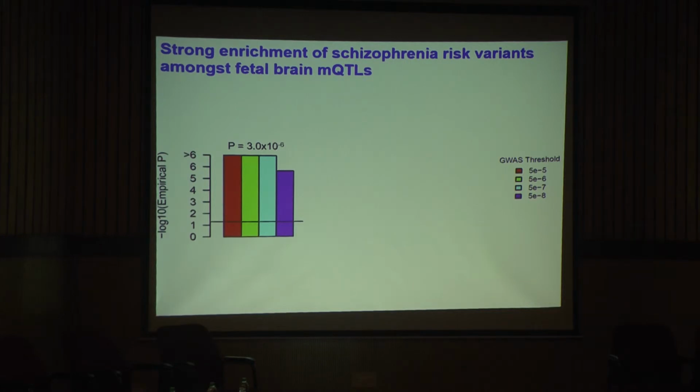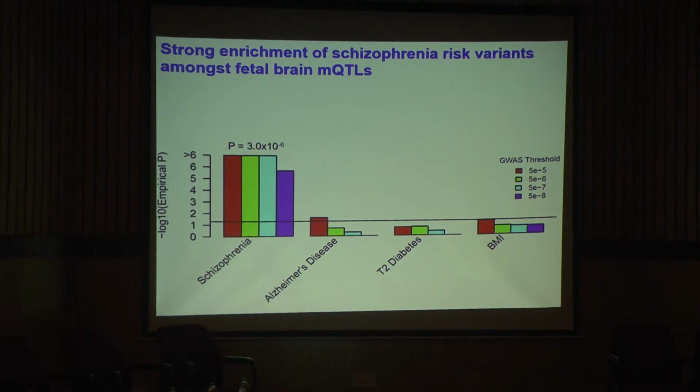And we can take these fetal-specific mQTLs and show that they're actually highly enriched for the genetic risk variants that are associated with schizophrenia. So the schizophrenia risk variants from the PGC, at whatever significance threshold from GWAS that you take them, are strongly enriched for these developmental mQTL sites.